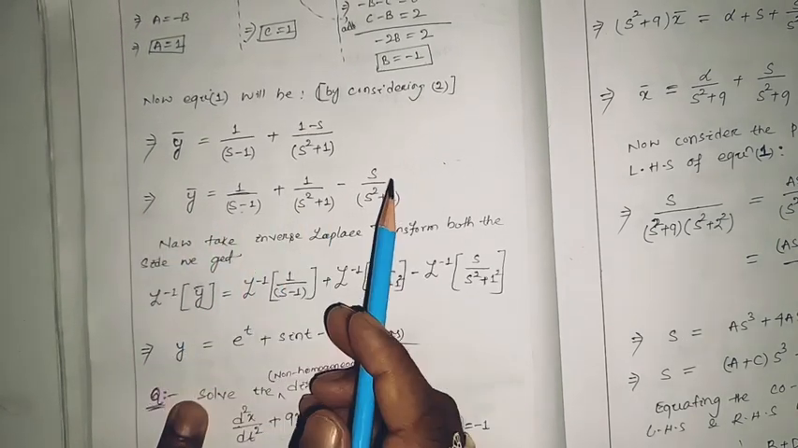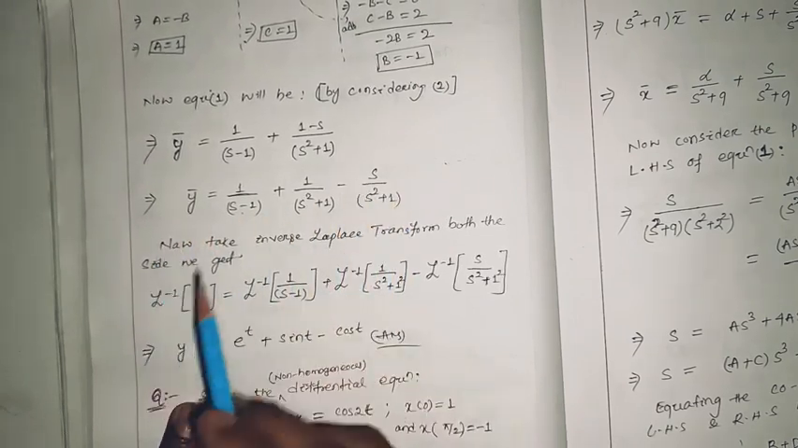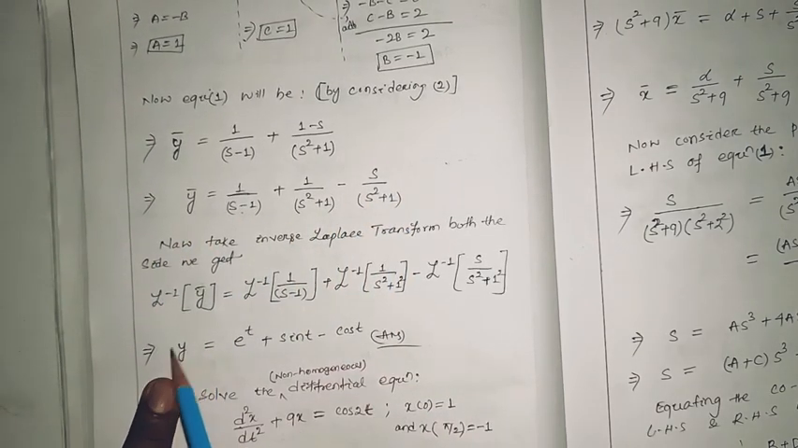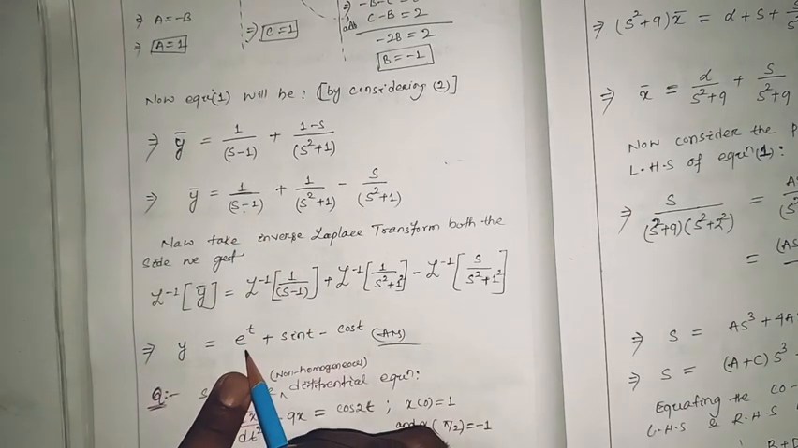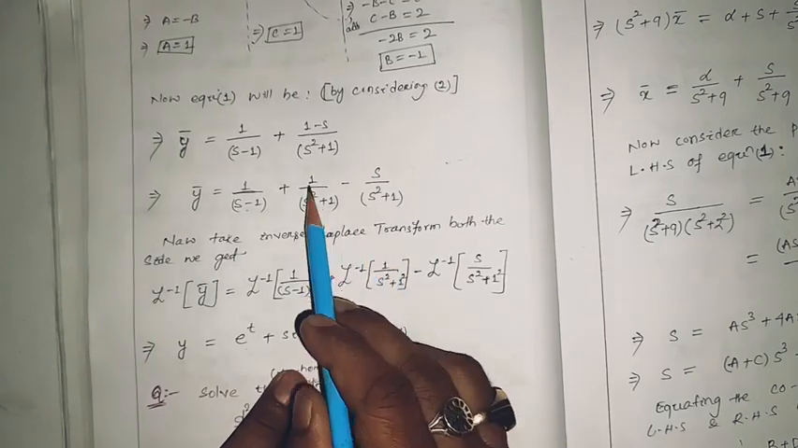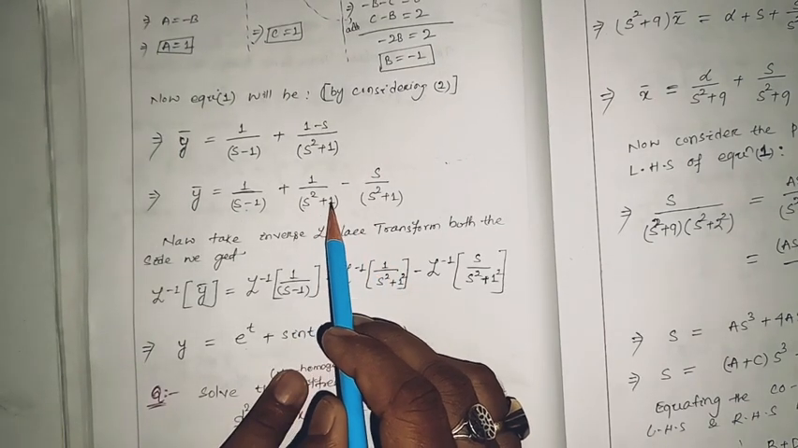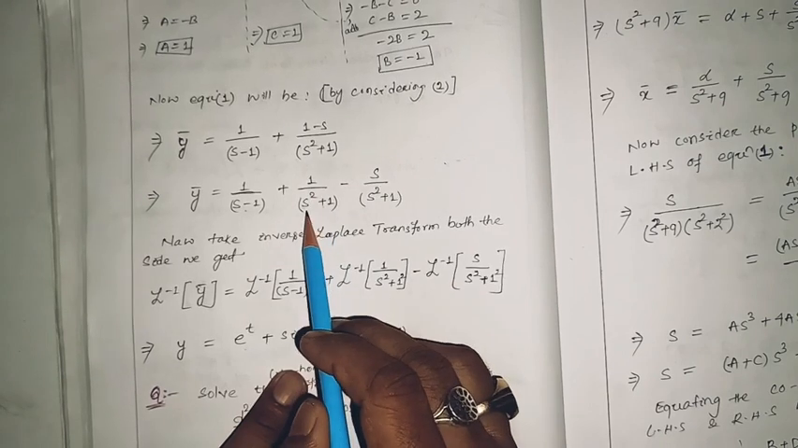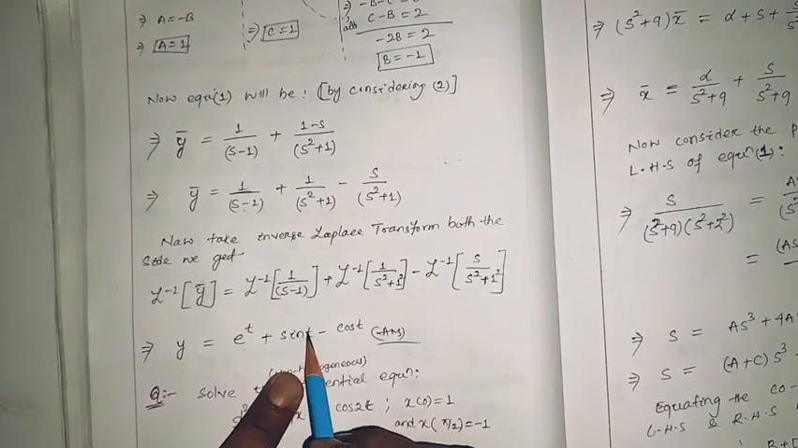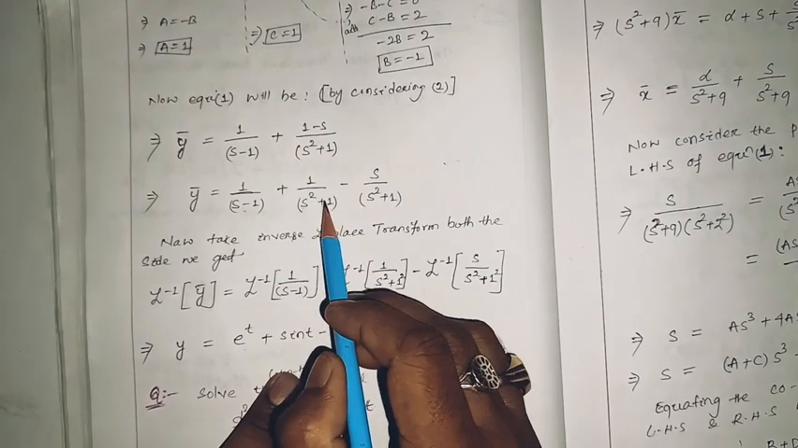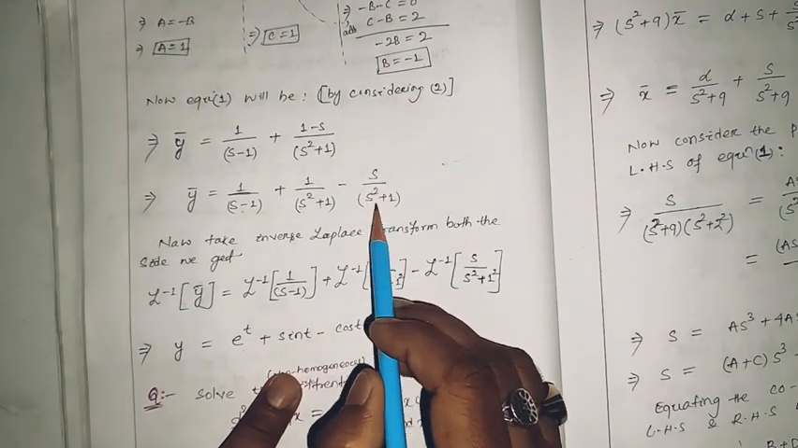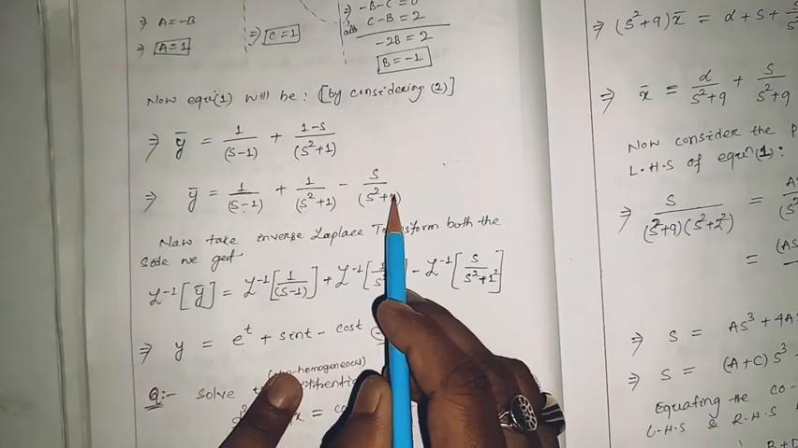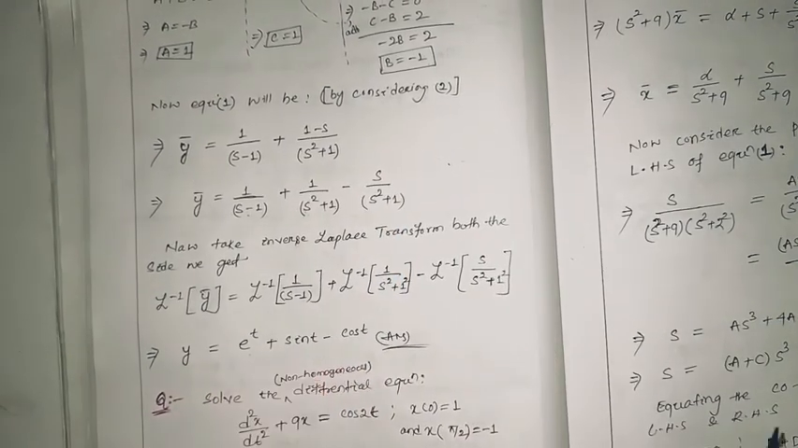So if we take the inverse Laplace transform on both sides, then the inverse Laplace transform of y bar will be y, and the inverse Laplace transform of 1 by s minus 1 will be equal to e to the t. The inverse Laplace transform of 1 by s square plus 1 square will be equal to sine t, because we know that a by s square plus a square is sine at. Here a is 1, so it will be sine t. And we know that s by s square plus a square is nothing but cos at, and here a is 1, so cos t. This is your answer.